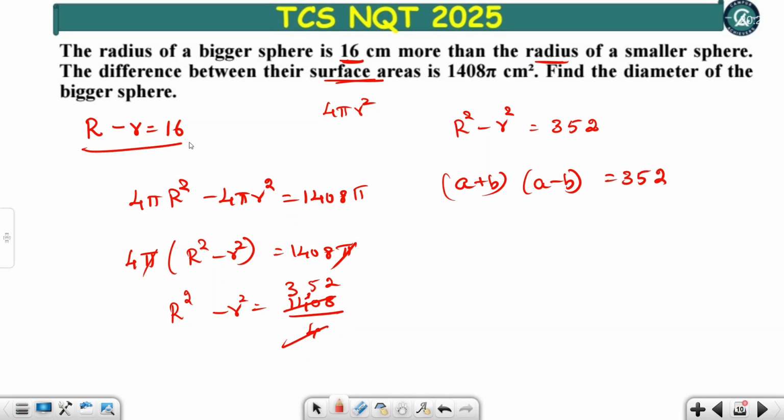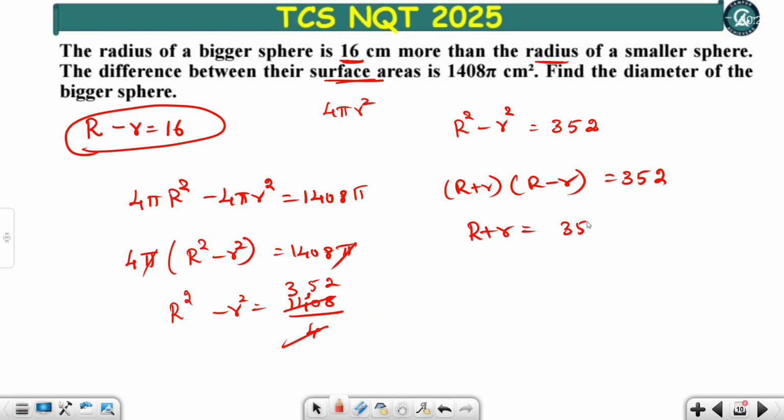So in this, it is R plus r into R minus r. Don't get confused here. What is R minus r? 16. So from this, R plus r equals 352 divided by 16, which is 22. So R minus r equals 16 and R plus r equals 22. From this, we get capital R as 19.